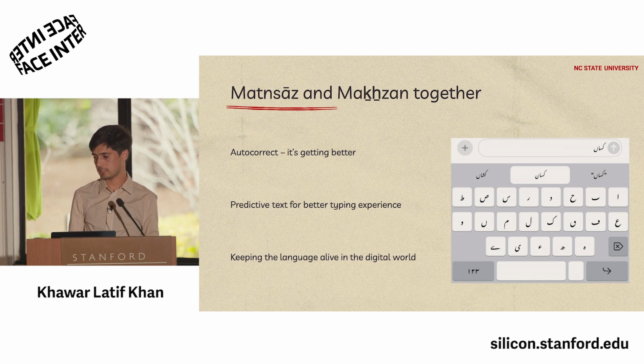One of those things is the use of autocorrect. As you can see here in this picture, I'm writing one word, and it just gives me more suggestions and uses autocorrect as well. When I used to type Urdu on iOS or Android devices, autocorrect and predictive text were bothering me a lot, and I think Makhzan and Matnsaz solve that problem very well.